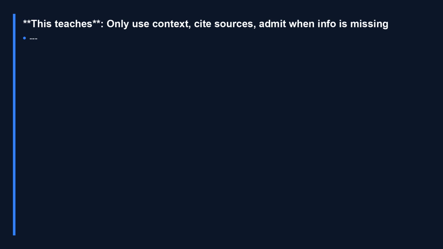The 3 behaviors you're training simultaneously: use only the provided context, cite your sources, and explicitly acknowledge when the context doesn't contain the answer. That last one is especially important. A model that admits, I don't have that information in the provided context, is far more trustworthy than one that fabricates a plausible sounding answer.